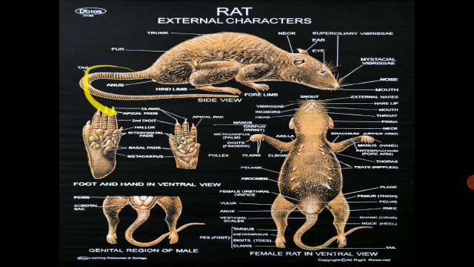So here the tail is also present. Now that tail is long, slender and it is covered by overlapping scales. From beneath each scale, three hairs and short bristles emerge. And since this, the tail also looks somewhat hairy.